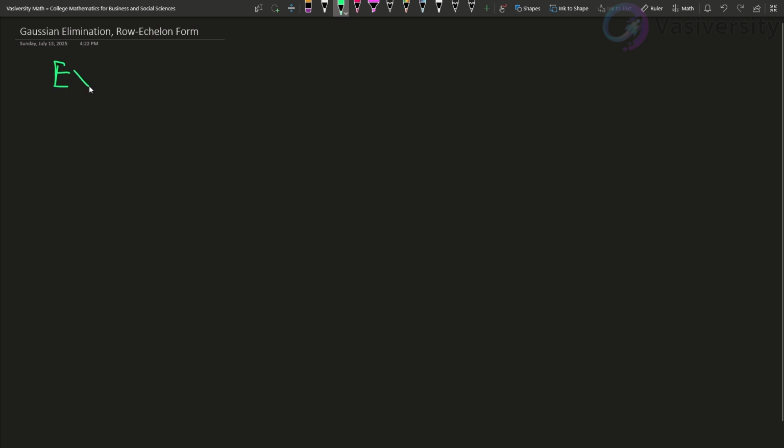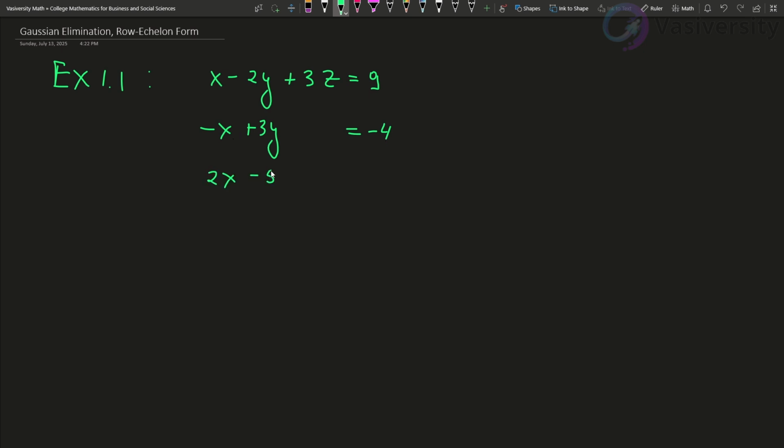So it's 1.1. We're going to have x minus 2y plus 3z is equal to 9, right? So we added one more variable. Then we have negative x plus 3y is equal to negative 4, and then 2x minus 5y plus 5z is equal to 17, right? So this is a system of three equations. We have three equations, and we have three unknowns. So perfect. That means we try to find a solution to this system.